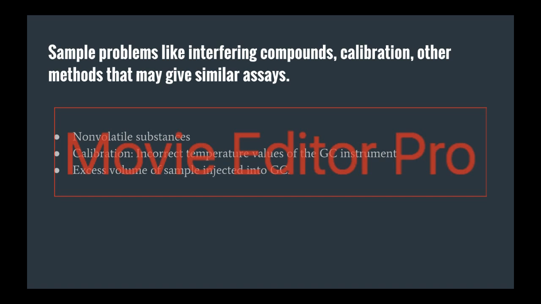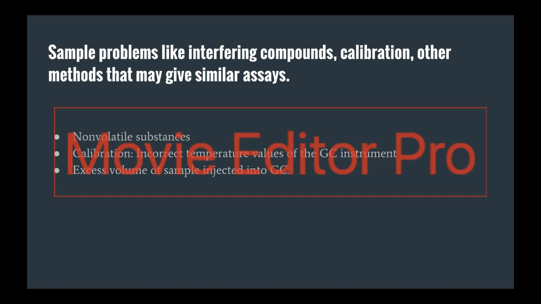There are a variety of problems that can occur during GC. Sample problems include using non-volatile substances, which will ruin the expensive chromatography column, and calibration, incorrect temperature values of the GC instrument. Injection volumes should take into account the temperature of the inlet and the type of solvent being used. There can be a considerable difference in the gas volumes generated by different solvents when a sample vaporizes after injection.